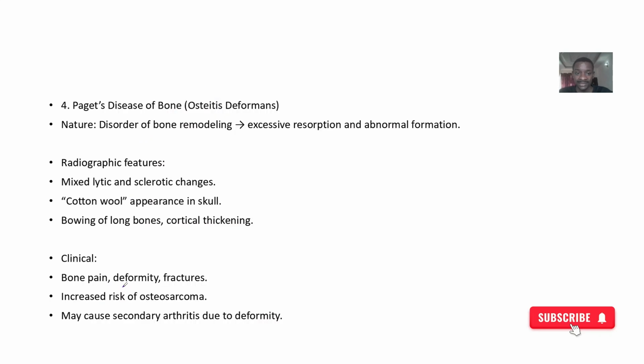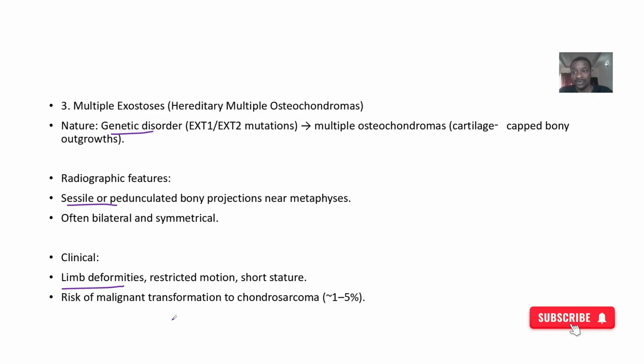How about Paget's disease? It's also known as osteitis deformans. It's a disorder of bone remodeling, with mixed lytic and sclerotic changes, cotton wool appearance in the skull, bowing of long bones, cortical thickening. So there's a lot of bone pain, deformities, fractures. There's increased risk of osteosarcomas, and it may cause secondary arthritis due to deformities.